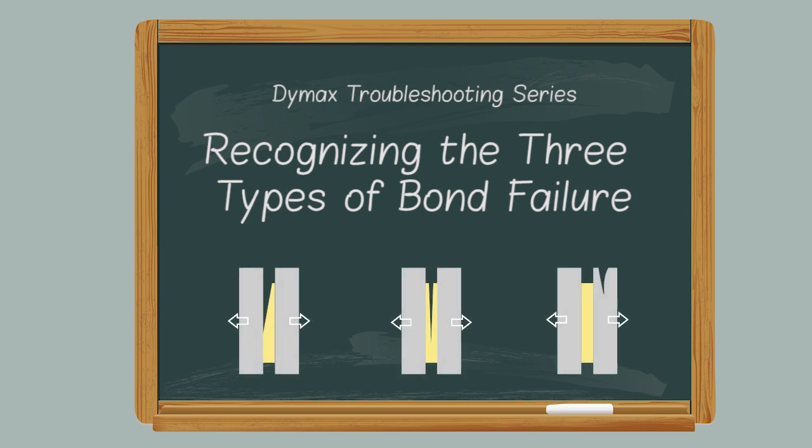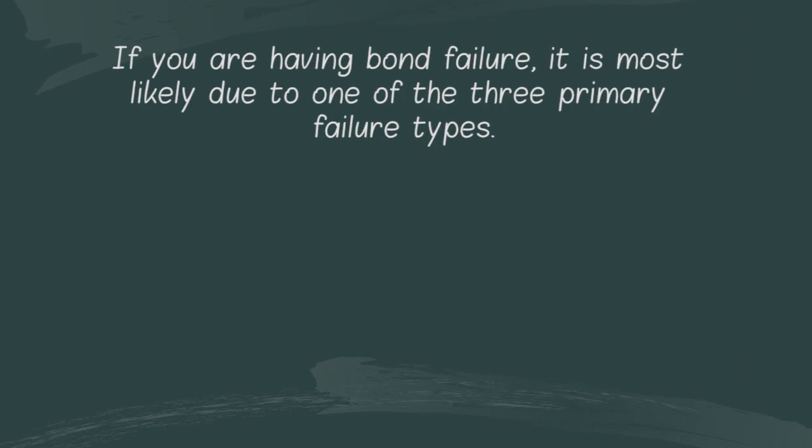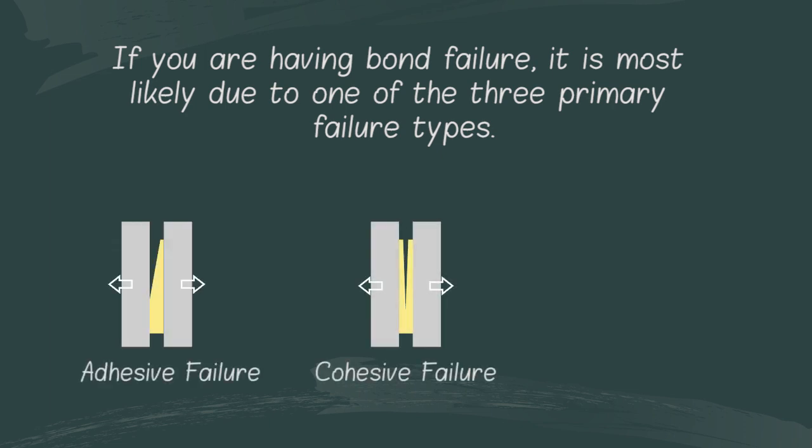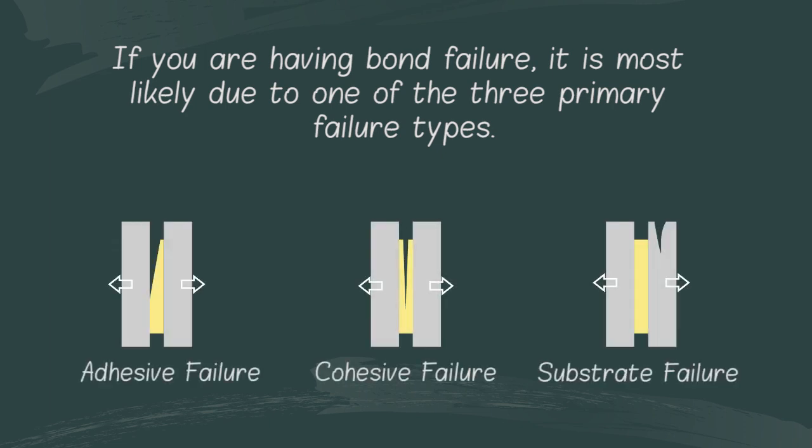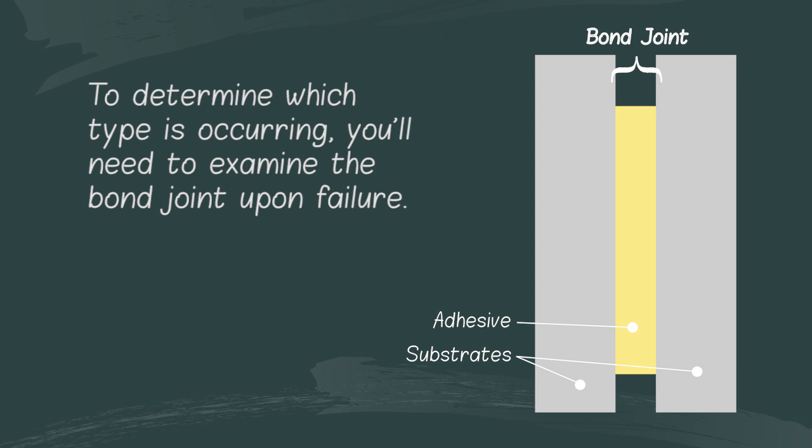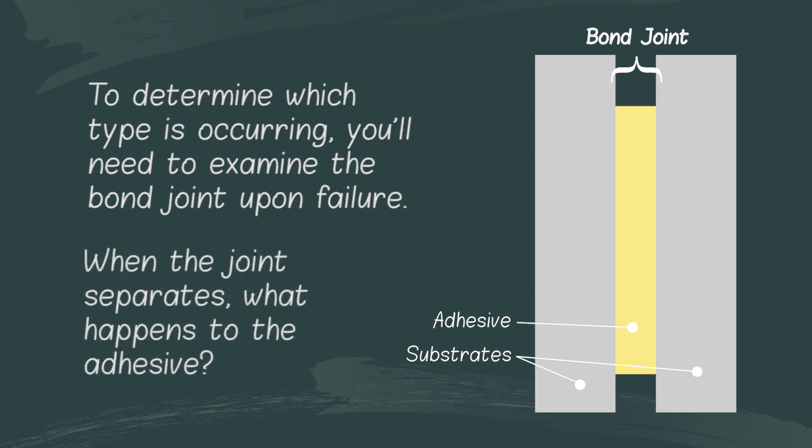Dymax Troubleshooting Series, recognizing the 3 types of bond failure. If you are having bond failure, it is most likely due to one of the 3 primary failure types: adhesive, cohesive, or substrate failure. To determine which type is occurring, you'll need to examine the bond joint upon failure. When the joint separates, what happens to the adhesive?